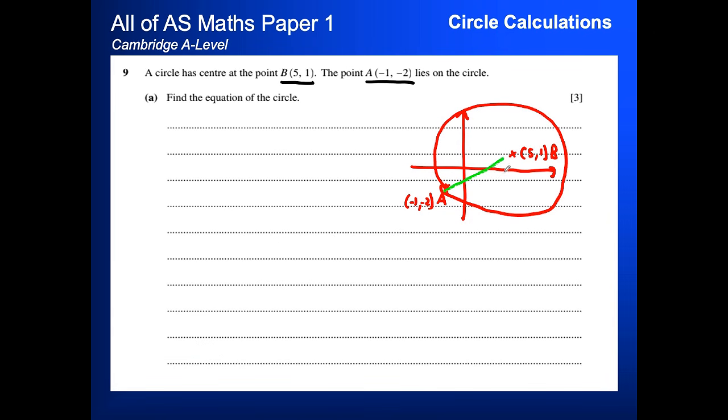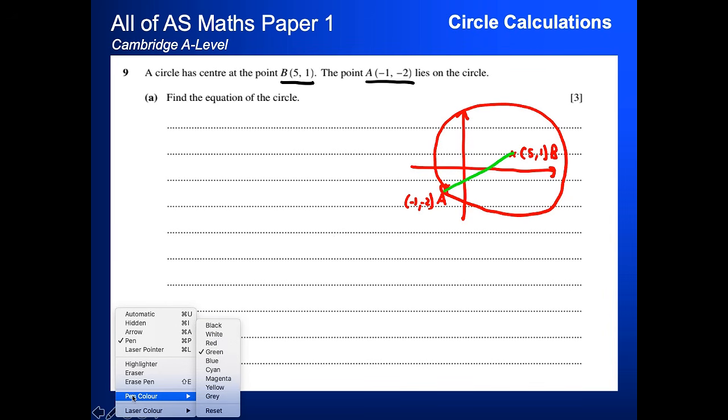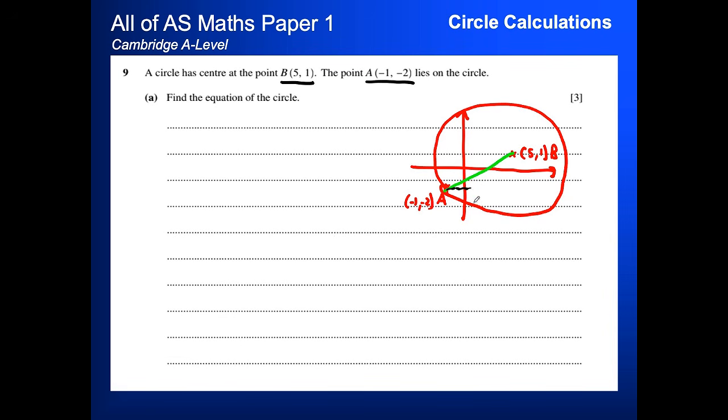So we need to work out this length here. The way we do this, because it's in black, is again use Pythagoras. I tend to do this visually. It's quite a nice way of explaining it. So -1 to 5, that's going to be 6. -2 to 1, that's going to be 3. So r squared will equal just 6 squared plus 3 squared. That's equal to 36 plus 9, which is equal to 45.